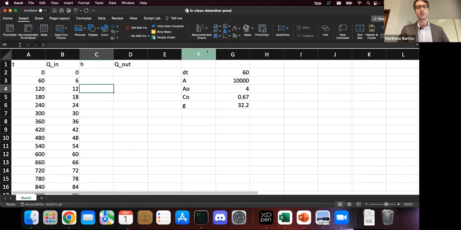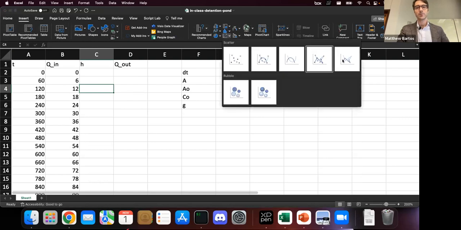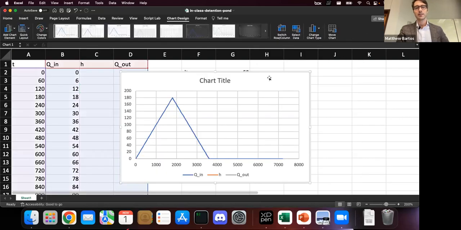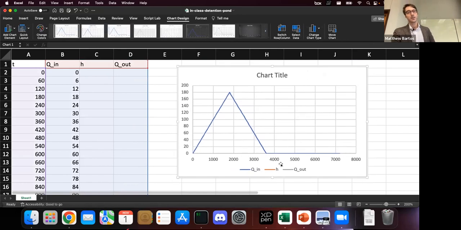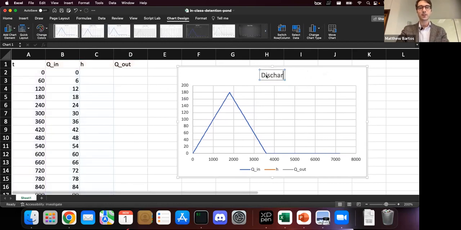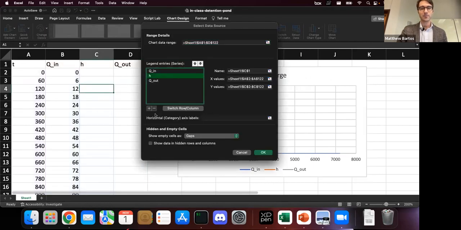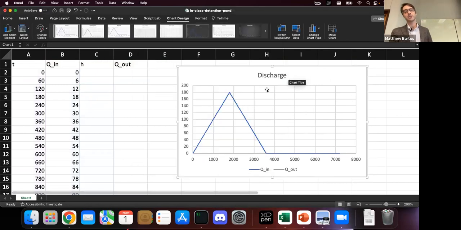So I'm going to go to insert. I'm going to create a chart. Oh, and it selected my data for me already. So I'm going to call this chart discharge. I'm going to remove this H column. Okay. And we're going to be plotting Q in and Q out.